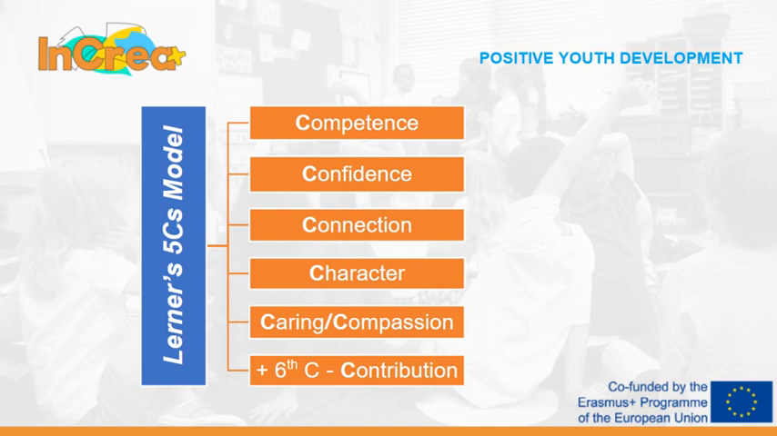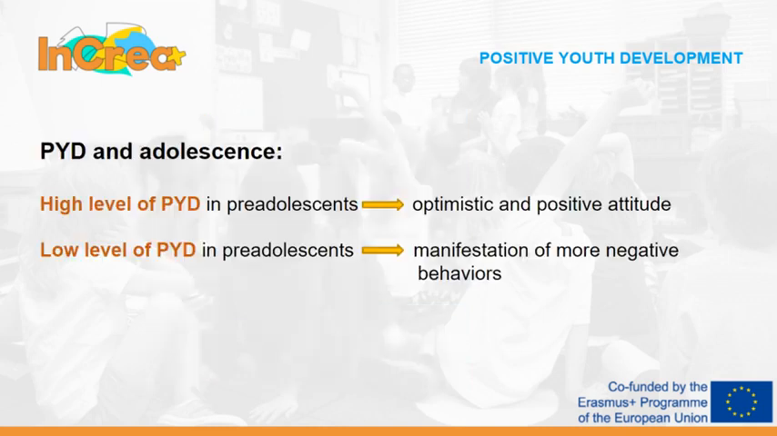Character, represents internal value standards for correct and appropriate behaviors and respect for social and cultural regulations. Caring and compassion, refers to the capacity of sympathizing and empathizing with others. These 5 C's help to shape the 6th C, contribution, which includes active participation, and developing and using leadership skills.